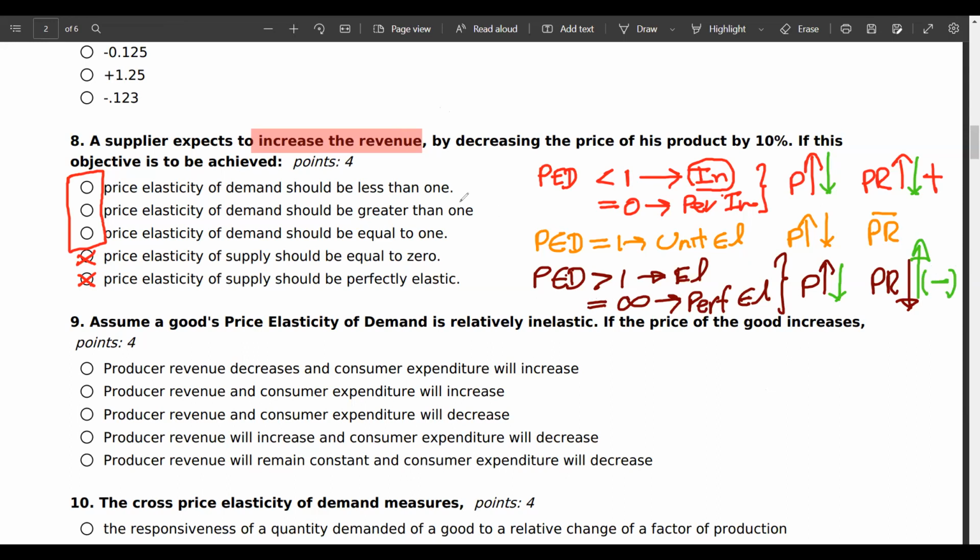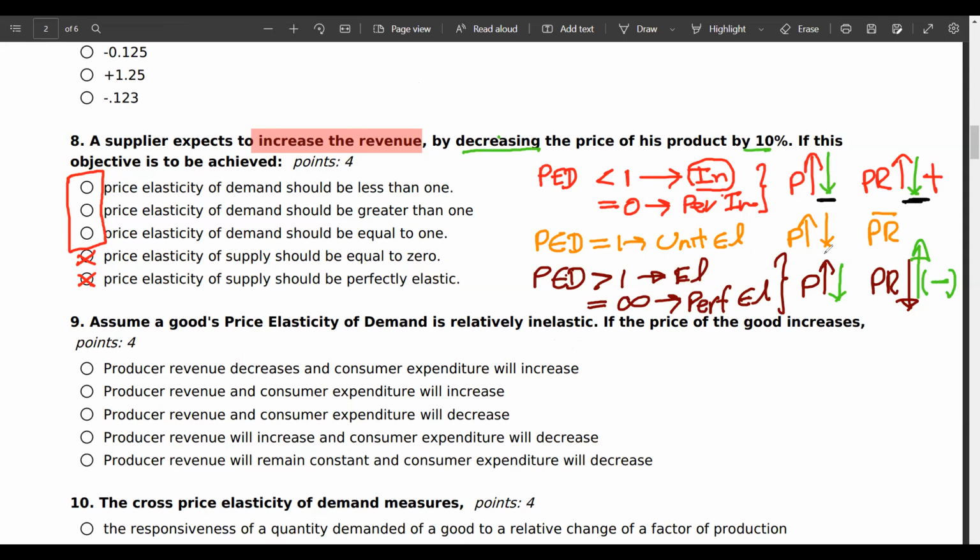In this question, they are saying the producer wants to earn more revenue by decreasing their price by 10%. Which of these three situations of price elasticity of demand would result in that objective being achieved? If the price is decreased and the product has inelastic demand, producer revenue would come down. So that's not the answer.